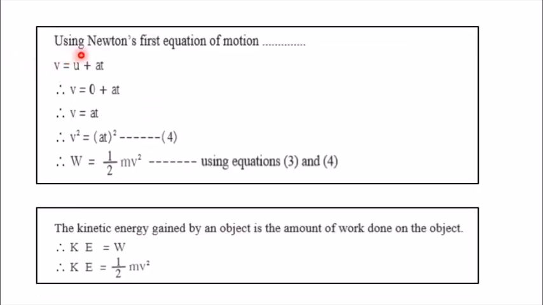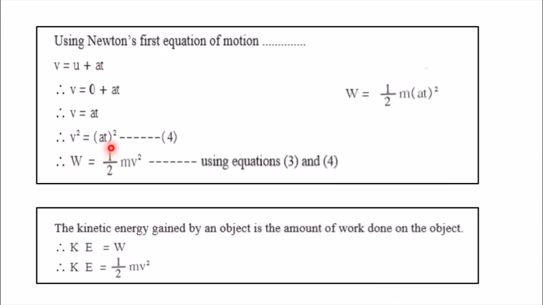Now here we are using Newton's first equation of motion. Earlier we had used Newton's second equation of motion. So Newton's first equation of motion is v is equal to u plus at. U is the initial velocity, a is the acceleration, t is the time, and v is the final velocity. Initial velocity is always 0. So v is equal to 0 plus at. So v is equal to at, as 0 doesn't have any value. Now we are squaring both the sides. So on squaring both the sides, we will get v square is equal to (at) square.